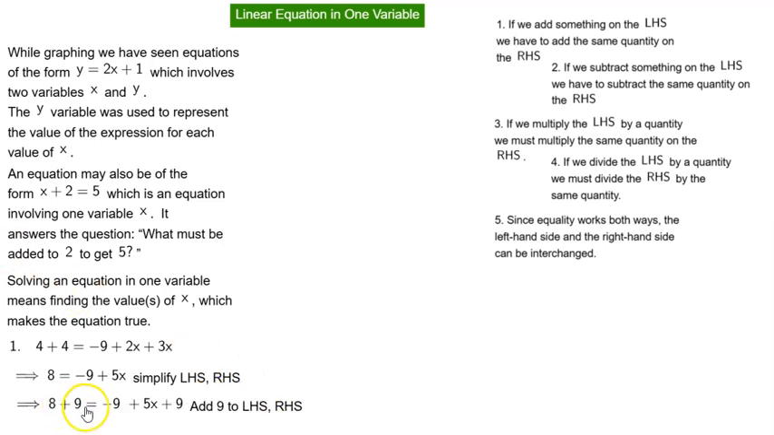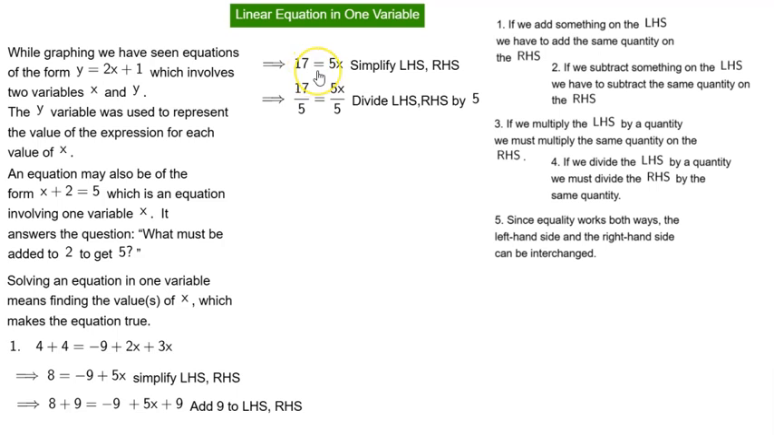8 plus 9 is equal to minus 9 plus 5x plus 9. So what are we doing? We are adding 9 to both LHS and RHS. So 9 plus 8 is 17, which is equal to minus 9 plus 9 becomes 0. So we are left with only 5x. So what have we done? We have simplified the LHS and RHS.